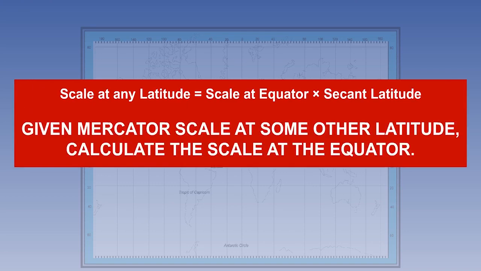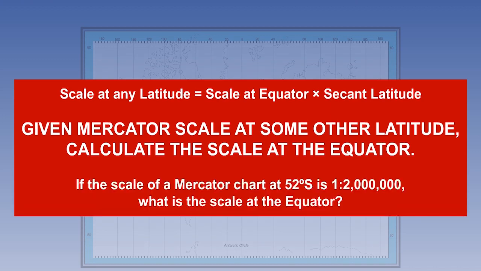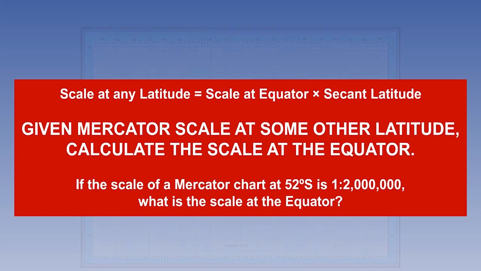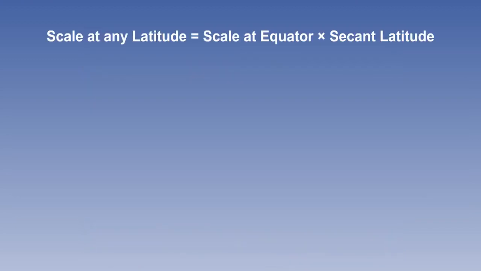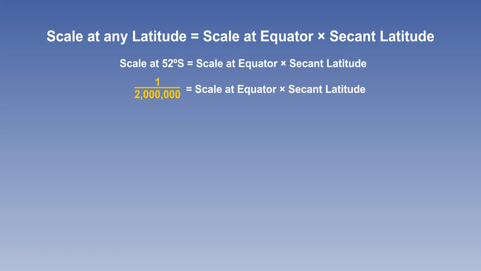Given Mercator scale at some other latitude, calculate the scale at the equator. Again, we'll use a worked example. This is example 2. If the scale of a Mercator chart at 52 degrees south is 1 to 2 million, what is the scale at the equator? Again, start with the basic equation. What do we know? We know the scale at 52 degrees south. It's given in the question. It's 1 to 2 million.